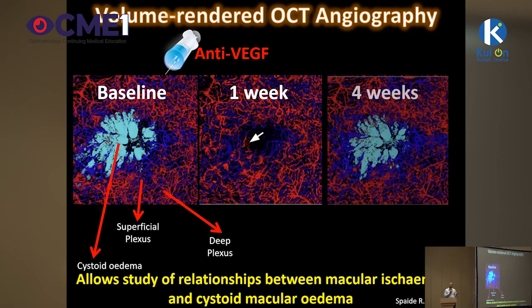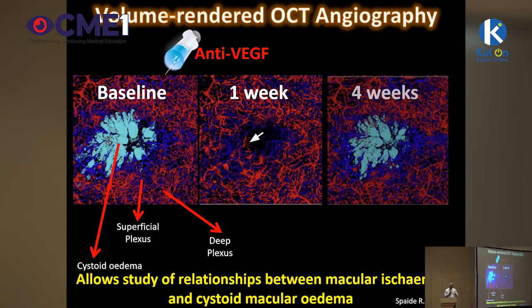So there's 3 different colors on this image. The teal, light blue color is for cystoid edema. Sorry, the red color is for the deep plexus and the blue color is for the superficial plexus, okay? So this is an OCTA image acquired from a patient when they presented for the first time with macular edema due to retinal vein occlusion.